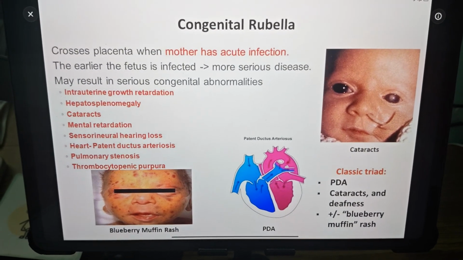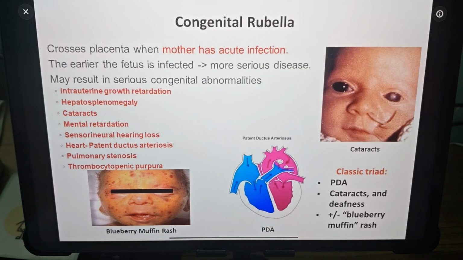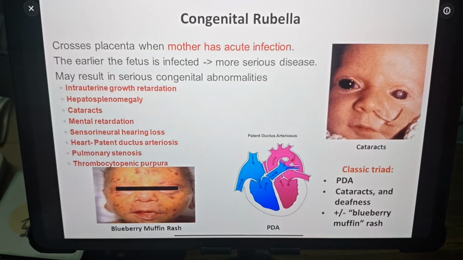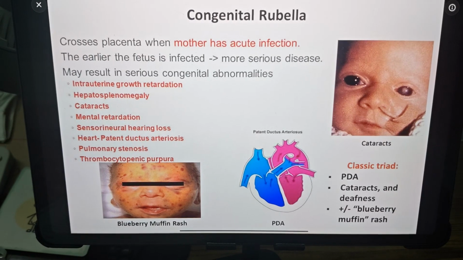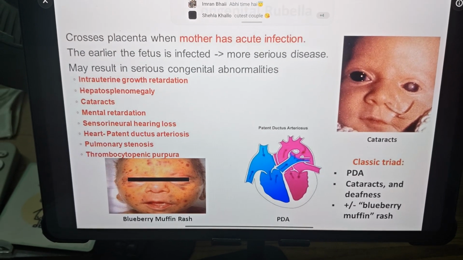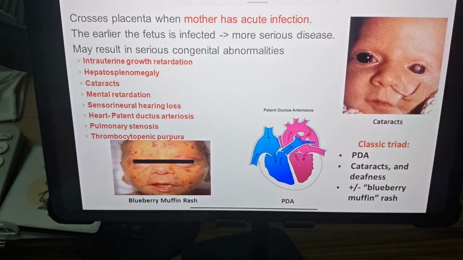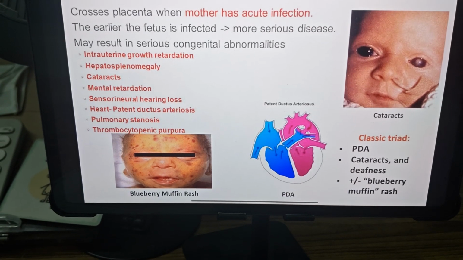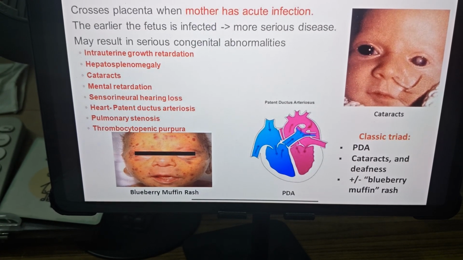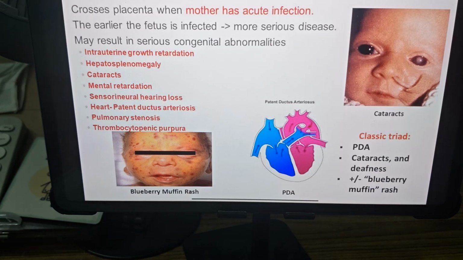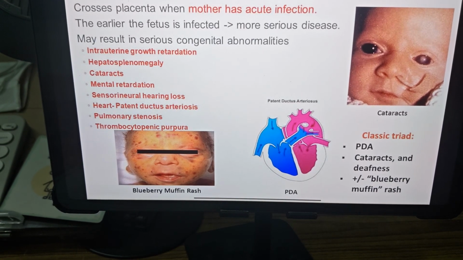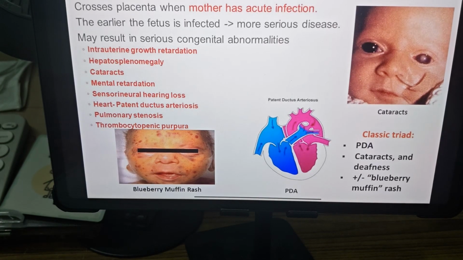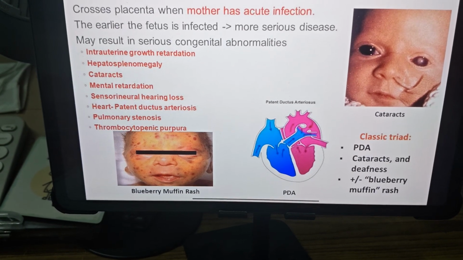Congenital rubella occurs when rubella infection occurs in pregnancy and it is an acute infection. The earlier the fetus is infected, the more serious is the disease, may result in serious congenital anomalies like fetal growth restriction, hepatosplenomegaly, cataract, mental retardation, sensorineural hearing loss, PDA, pulmonary stenosis, and thrombocytopenic purpura.